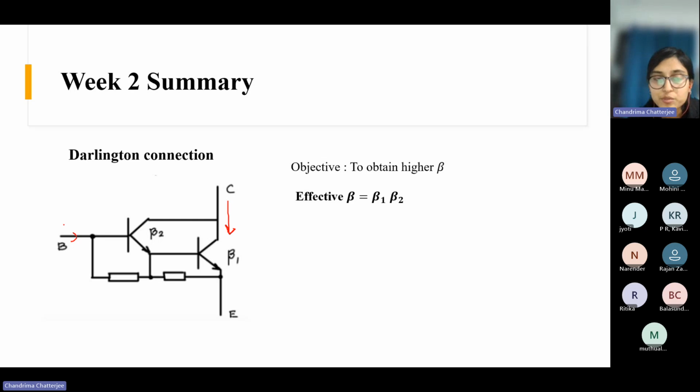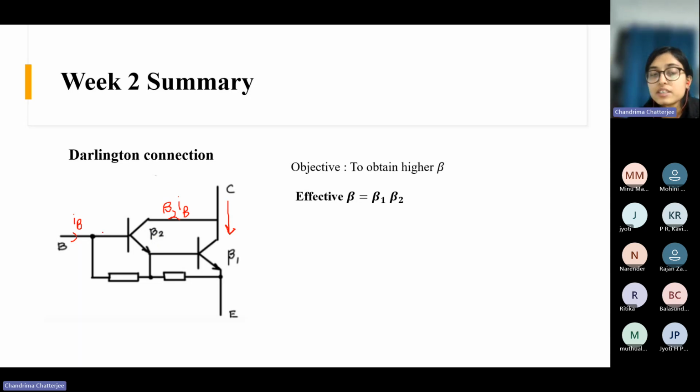Suppose we provide a current IB here, right? In the linear region, what will be the collector current for this device? The collector current would be beta 2 times IB here, right? Beta 2 times IB.